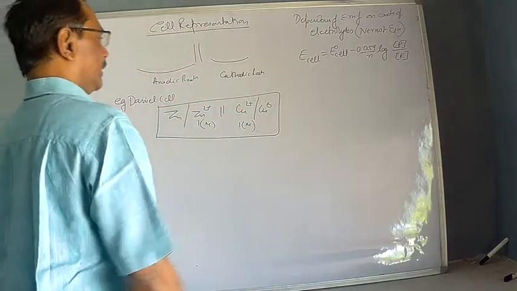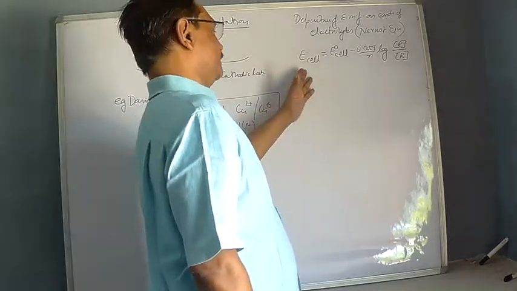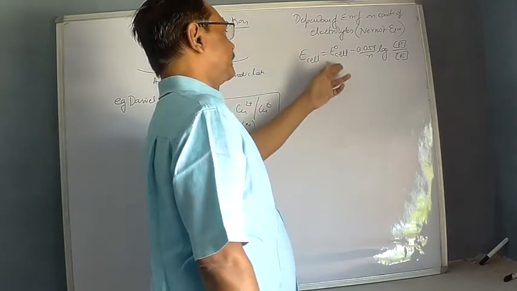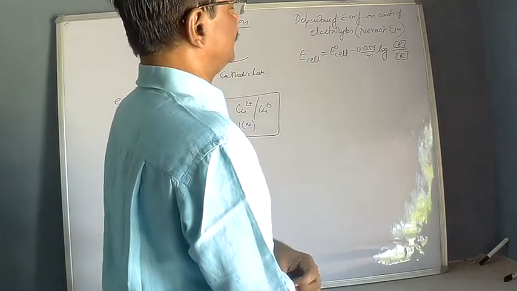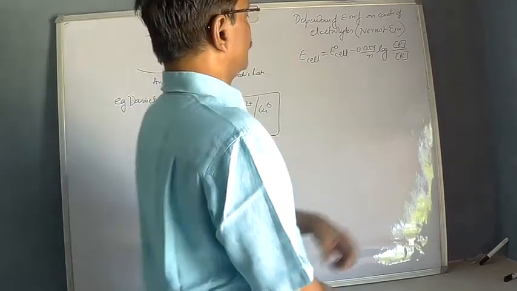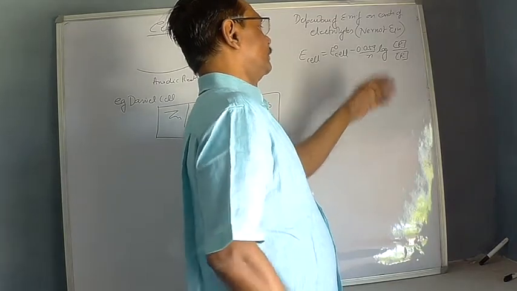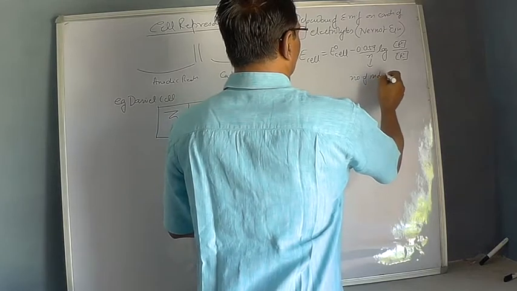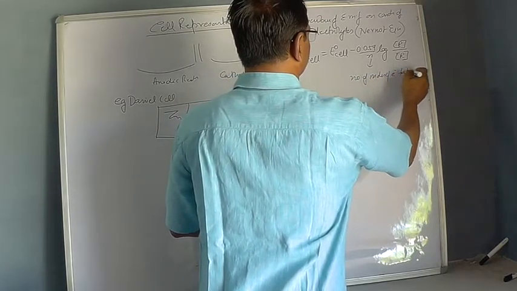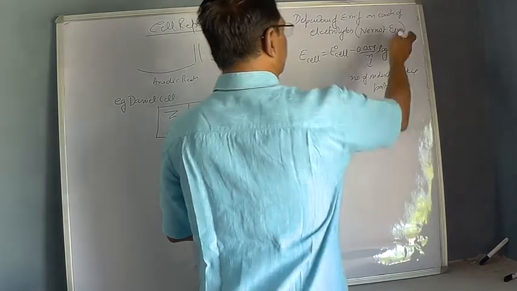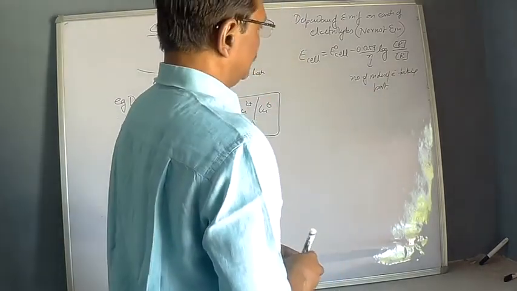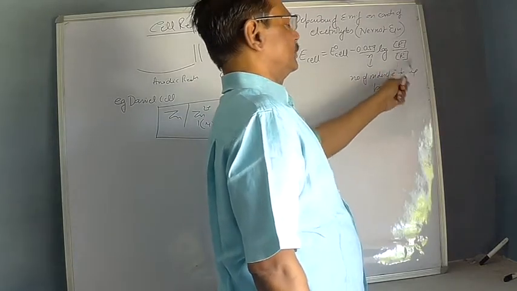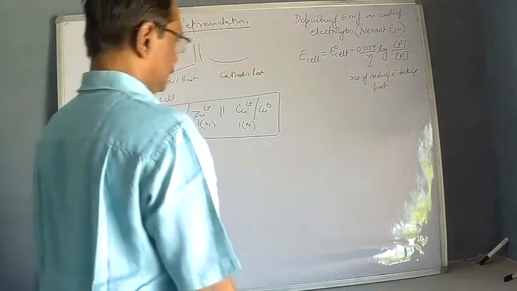Class, I repeat Nernst equation again. E cell, that is the EMF of the cell at any given concentration of the electrolyte. E0 cell under standard condition, that is standard EMF, 0.059 upon n, and n is the number of moles of electrons taking part, and P represents product and R represents reactant. And don't forget what this square bracket represents. Square bracket represents molar concentration.